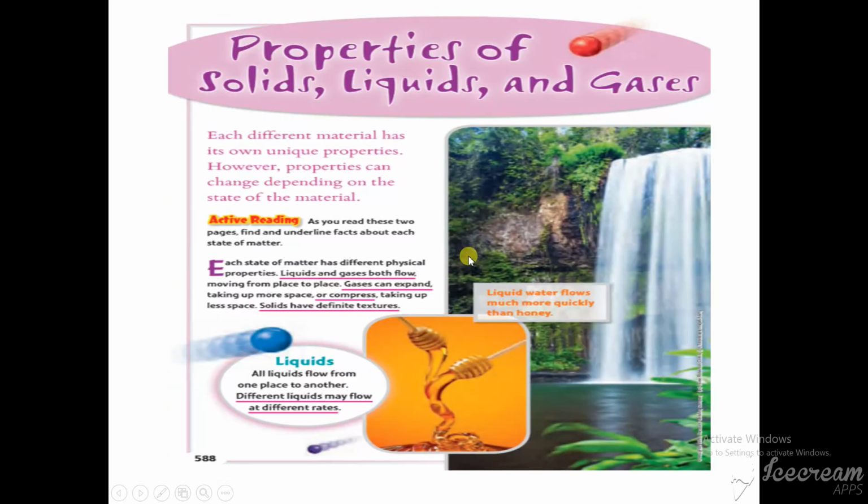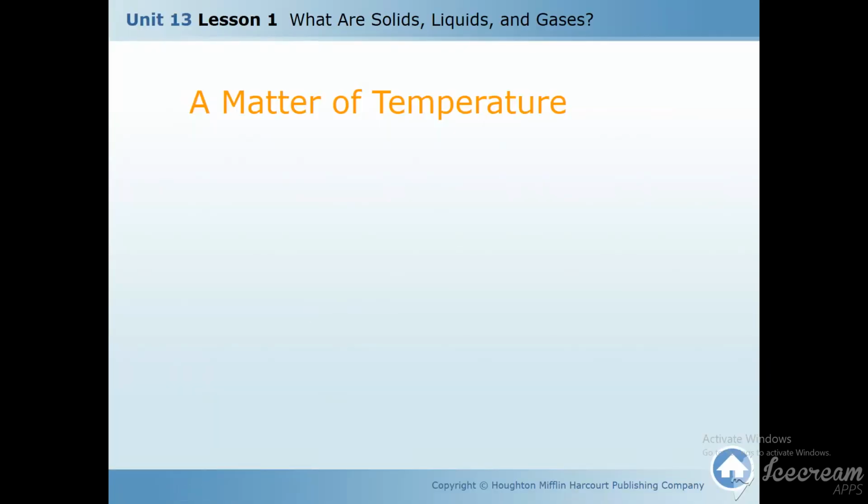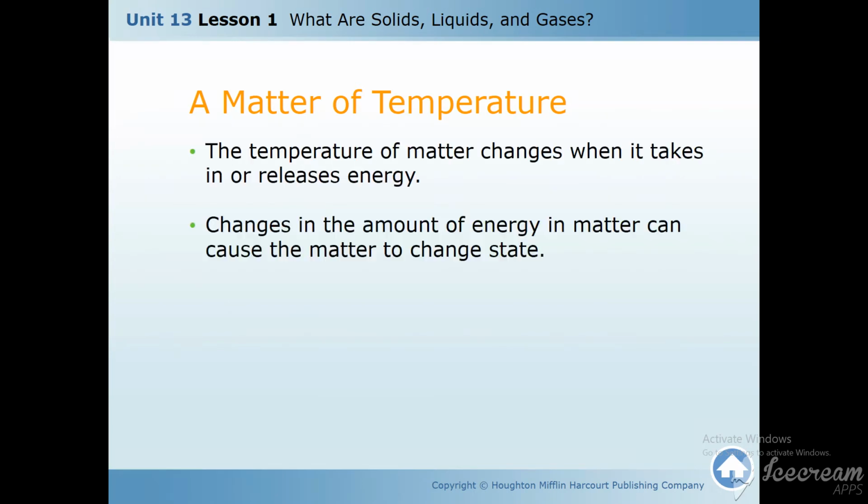Okay, now girls, properties of solids, liquids, and gases. They both flow. Gases can expand or compress. Solids have definite shapes. You cannot compress solids very easily, they're very hard. Now you'll say, teacher, sponge is a solid, but I can compress it. Yes, why? What's the reason? Because you have holes inside the sponge where the gases can be there. Got it?